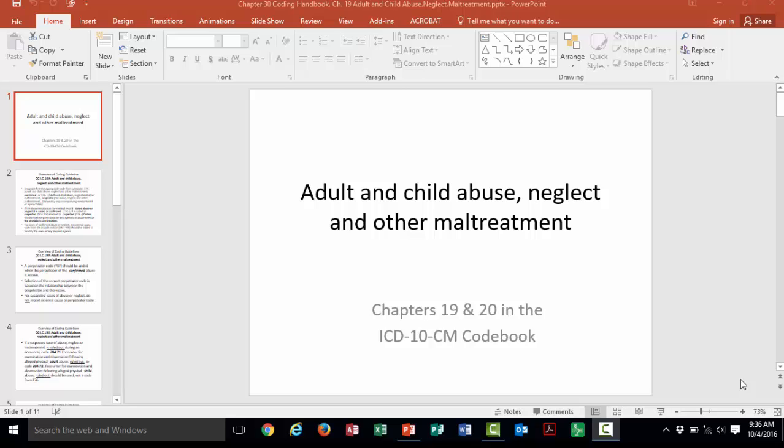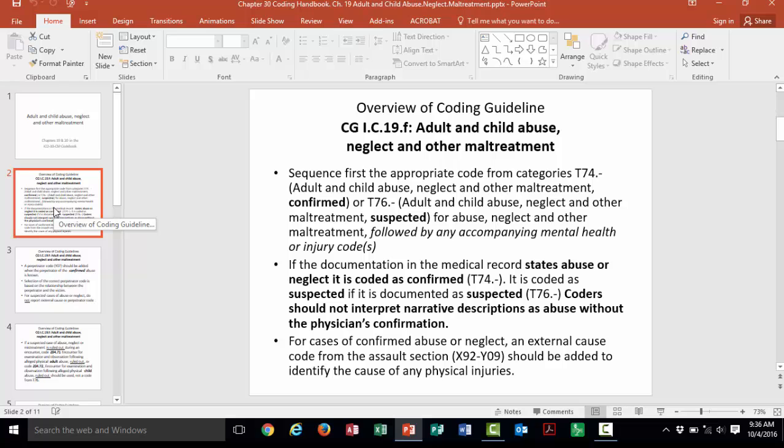Today we'll continue our discussion of Chapter 19's guidelines. These guidelines we're looking at today have to do with adult and child abuse, neglect, and other maltreatment. Some of them do require external cause codes, which are in Chapter 20, so we'll continue using both Chapters 19 and 20 in the ICD-10 Codebook. The guideline we're looking at is 1C19F, Adult and Child Abuse, Neglect, and Other Maltreatment.